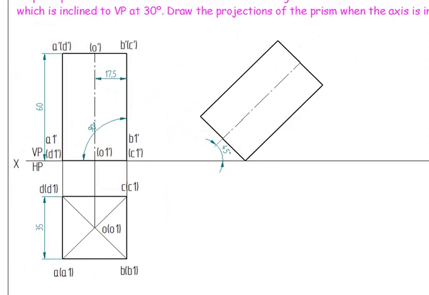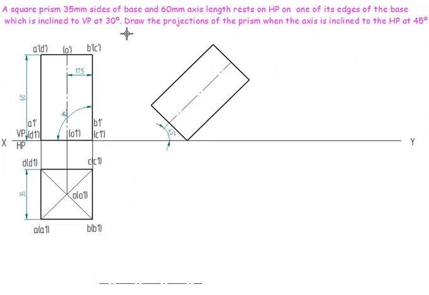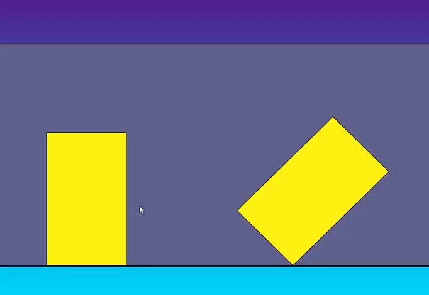For whatever the questions he has given, he says that the square side 35, axis length is 60, that means all the lateral edges is going to be 60. Now the axis is inclined 45 degrees to HP, so this axis is being inclined 45 degrees to HP. When I'm going to tilt it, still I'll be able to see this is A, B, here A1, B1 is seen, here also A, B, A1, B1 is visible.